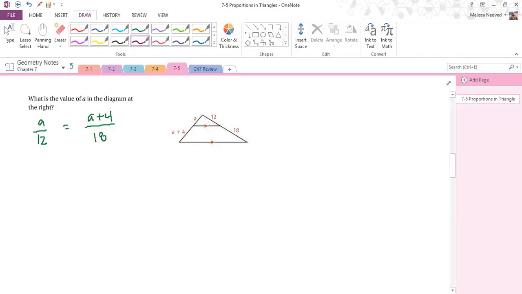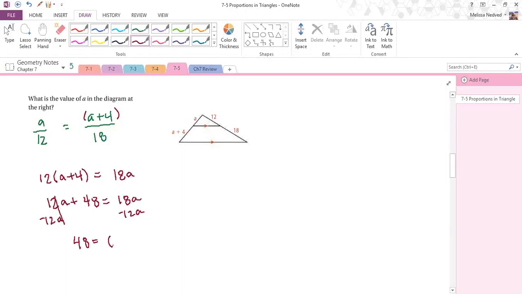So setting it up a little bit differently, but I'm going to show you that it still works the same way. So again, start by cross multiplying, have those implied parentheses, so we get 12 times A plus 4 equals A times 18, which is 18A. Distribute the 12: 12A plus 12 times 4 is 48, equals 18A. And get your A's on the same side again, so we're going to subtract 12A from both sides. 48 is equal to 18 minus 12, which is 6A. And lastly, divide both sides by 6. 48 divided by 6 is 8, so A is equal to 8.